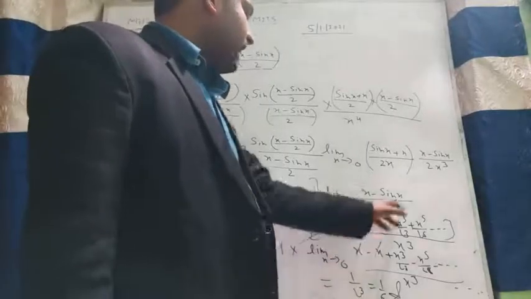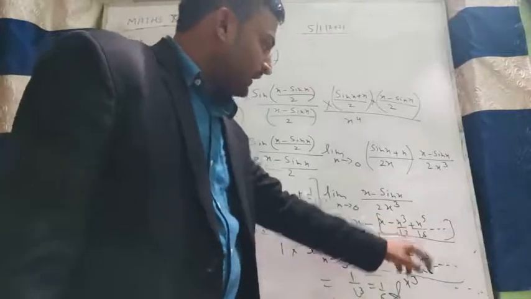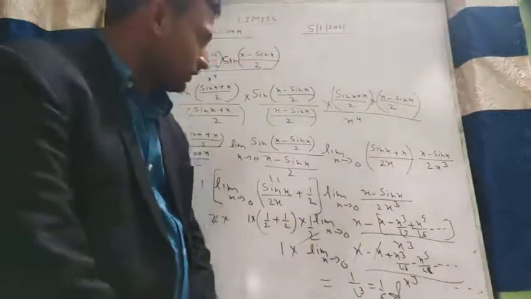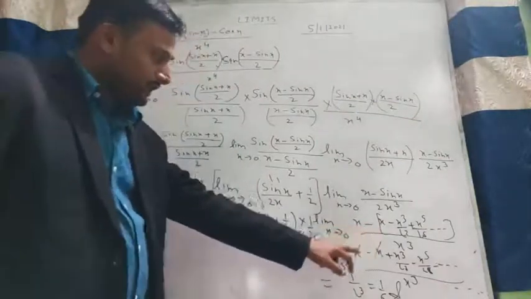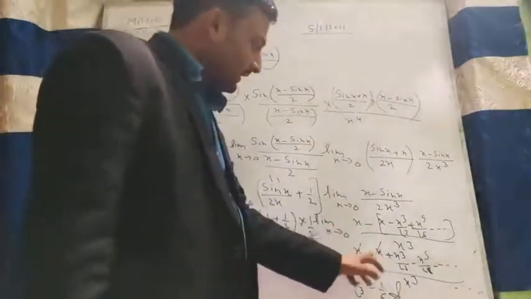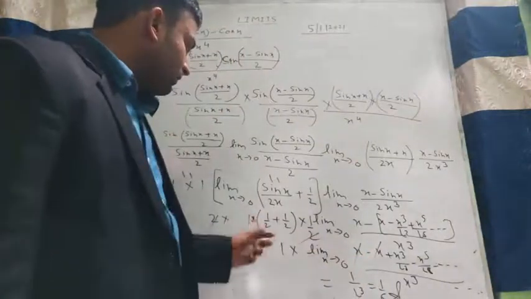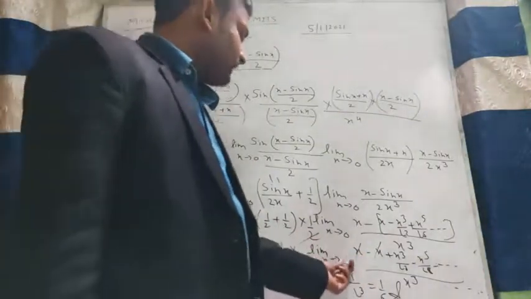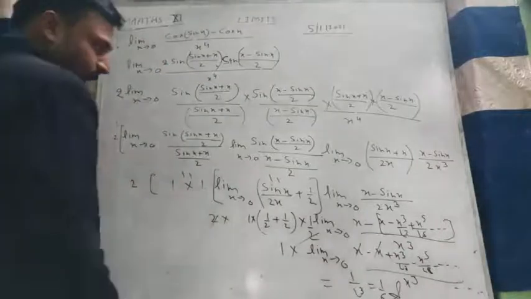This x minus sin x we can expand as x minus x cube by factorial 3 plus x to the power 5 by factorial 5, and so on. Now when we open the bracket, we see that x and x cancel, and this 2 is cancelled with this 2. Here is 1. So the limit as x tends to 0 of x cube by factorial 3 minus x to the power 5 by factorial 5, and so on.